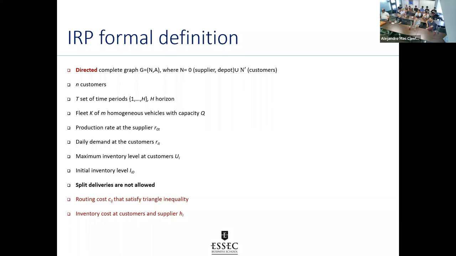What does it mean? It means that if I decide to visit the customer in a day, this customer has to be visited by one vehicle only. I cannot split the quantity that I want to deliver to the customer in two or more visits. Then in terms of cost, I have the routing costs that are associated with each arc of the graph, that I pay in case a vehicle traverses this arc. And then I have unitary inventory holding costs, which are paid for each unit in inventory each day.